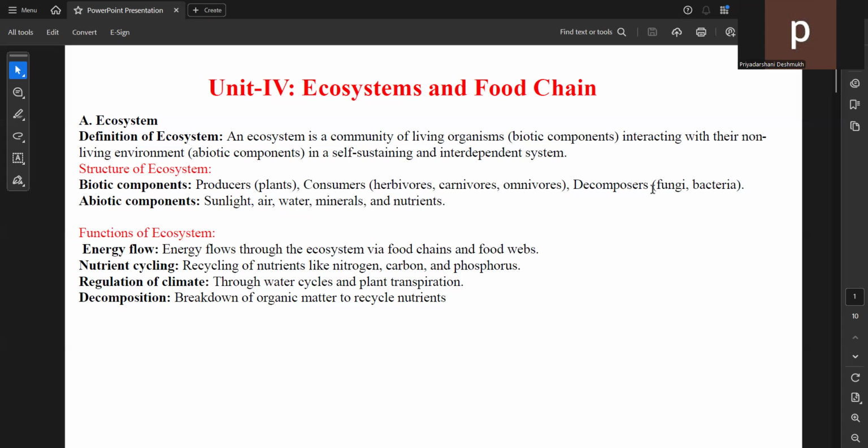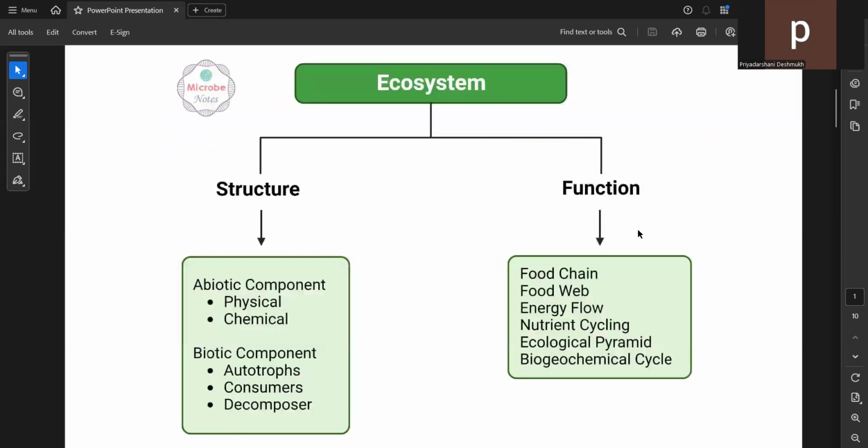Now in this ecosystem, the second topic is structure. It is of two types: structure of ecosystem and function of ecosystem. The structure of ecosystem is mainly of two types: the abiotic component and the biotic component. Physical and chemical components are included in the biotic and abiotic components. It is included in structure.